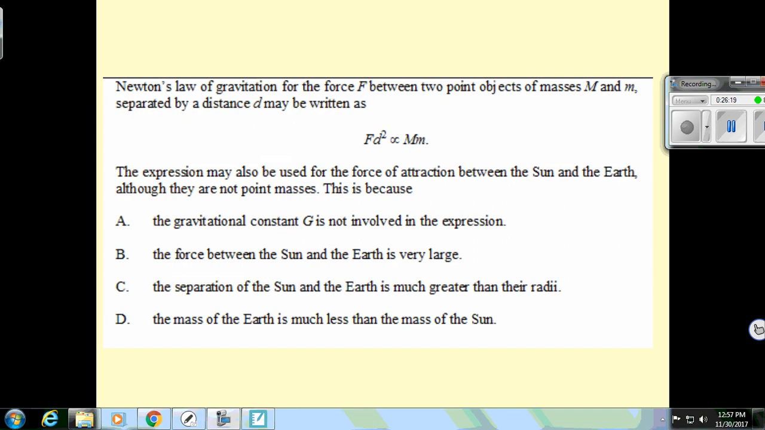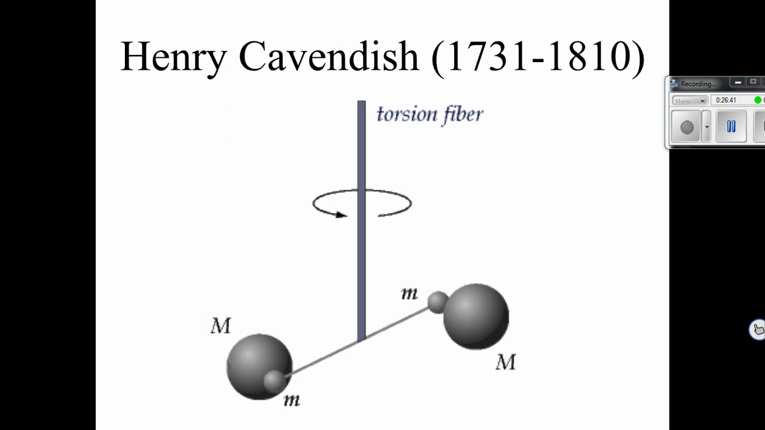IB question number 2. See if you can figure this one out. We treat them as if they were point masses because they're so far away relative to their sizes that it's as if they were points. All right? The radius of the Earth compared to the distance to the sun is way smaller. Okay. C is the correct answer there.